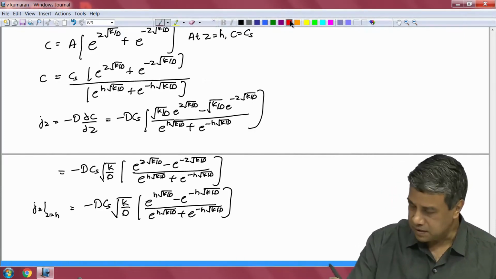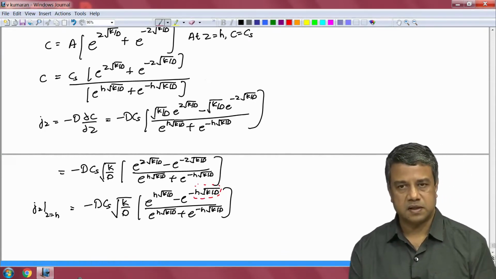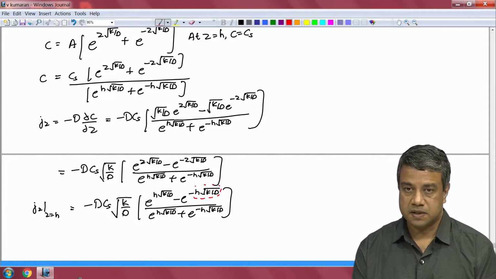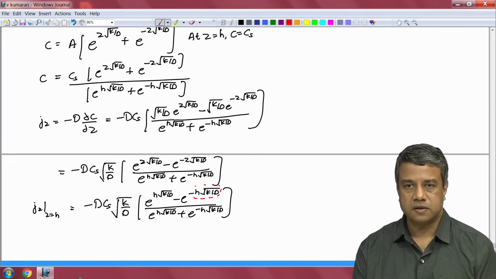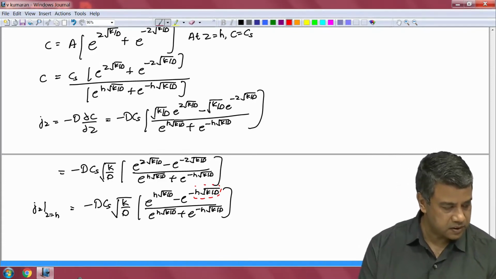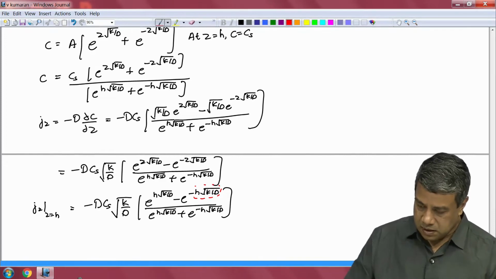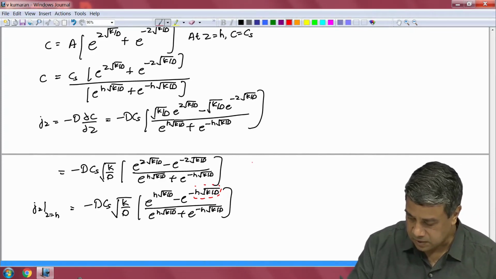This product here is evidently dimensionless. k has dimensions of time inverse, reaction rate, and the diffusion coefficient has dimensions of length square per time. Therefore, this is a dimensionless number. The dimensionless number is actually defined as the square of this. It is called the Damkohler number.